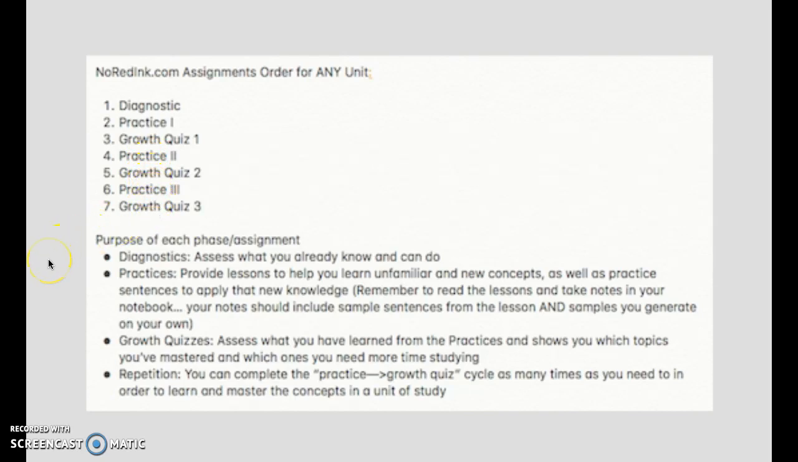Okay, now that you understand why I make the assignments in the order I make them in, I hope that when you go to your homepage, you know exactly what to look for because you know what you have finished already or what you have not finished.